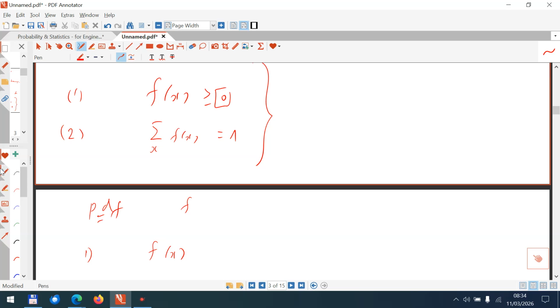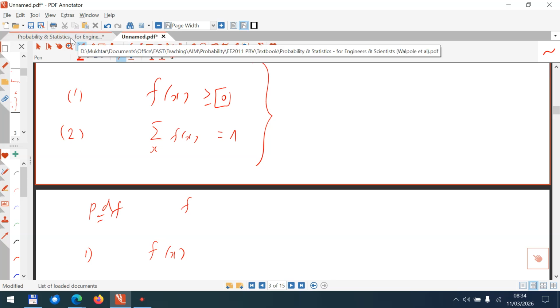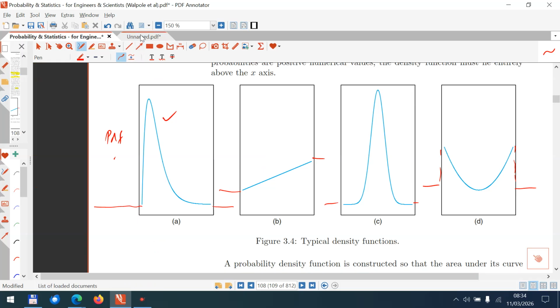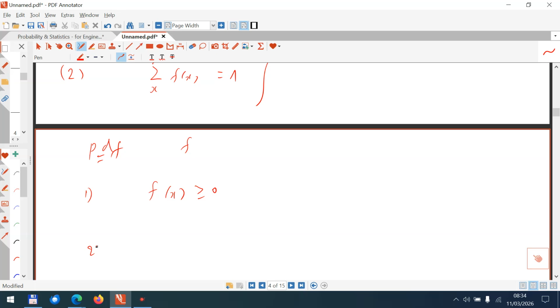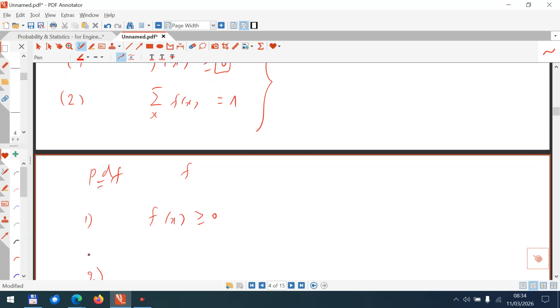How did we look at the PDF? It was only a density, right? It can't be negative. Yeah, it can't be negative. So that rule still applies here. How will the second rule change? That it should approximate 1, not exactly be 1.